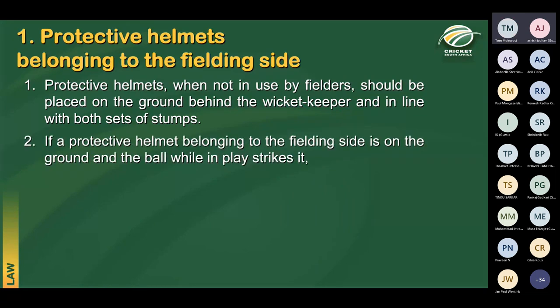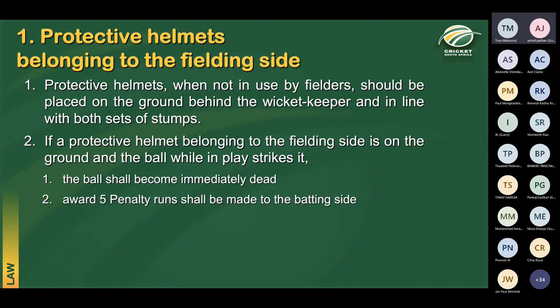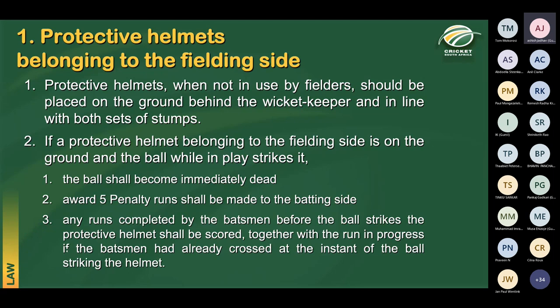If a protective helmet belonging to the fielding side is on the ground and the ball, while in play, strikes it, the ball shall immediately become dead, and the umpires need to award 5 penalty runs to the batting side. Any runs completed by the batters before the ball struck the protective helmet shall be scored, together with the run in progress if the batters had already crossed at the instant of the ball striking the helmet.